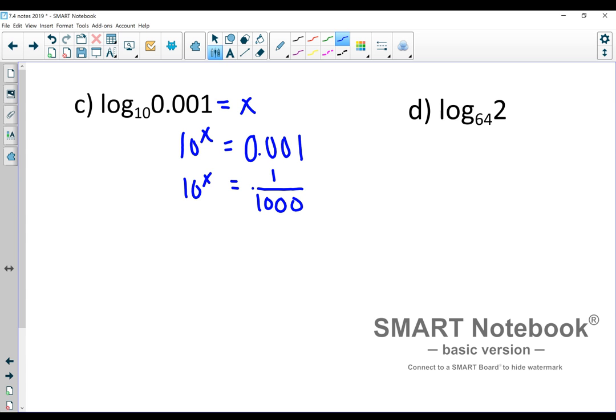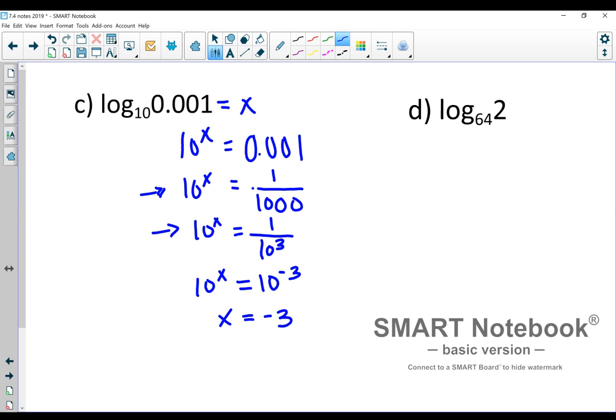And now I need to think about how 1,000 is 10 to the third power, but it's in my denominator, so we're going to make it a negative third power. And so x is equal to -3. So I probably showed a little bit more work in here than I had to. I think this step is necessary. This step here, maybe you could have skipped that and gone directly to 10 to the -3rd.